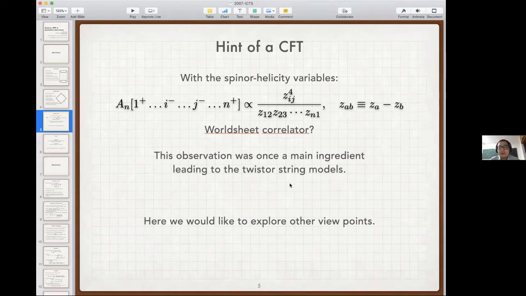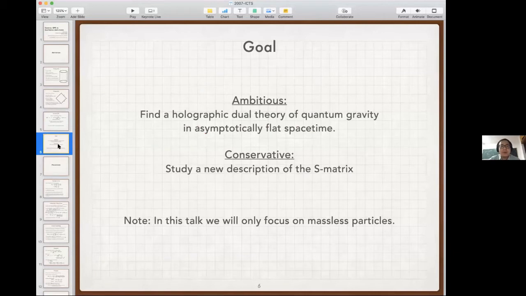But today, in this talk, I'm not going to explore this direction. I would like to explore it from a somewhat different point of view and try to see whether this kind of form can also imply some possible correspondence between the boundary and the bulk. So the goal here, if I put it ambitiously, is that we are going to look for some kind of holographic dual description of quantum gravity, but this time for asymptotically flat spacetime. But of course, this is quite ambitious, and I should say we are quite far from it.